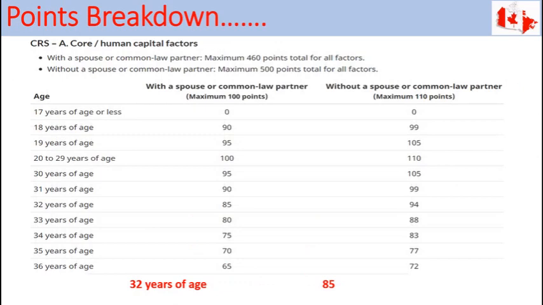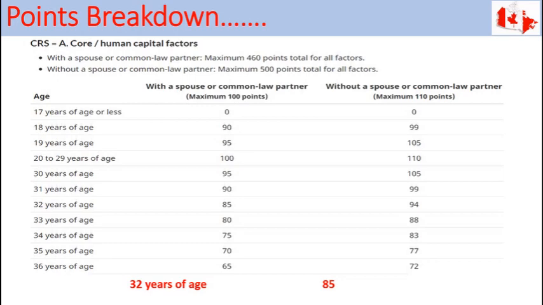Now, first of all, the first factor, core human capital factor. In terms of age, you can get a maximum of 100 points when you're applying with a spouse. And if you're applying without a spouse, you can get a maximum of 110 points. And if you are 17 years of age or less, you will not get any points. That's 0. And the maximum points you can get is in the range of 20 to 29 years of age. That's 100 with a spouse, and without a spouse, it's 110.